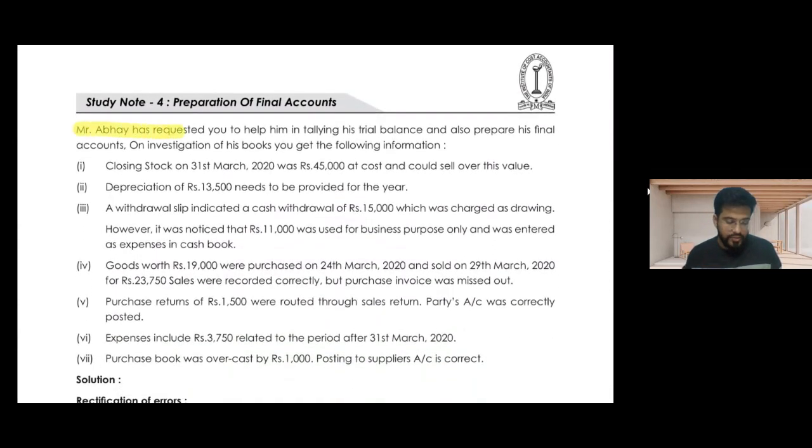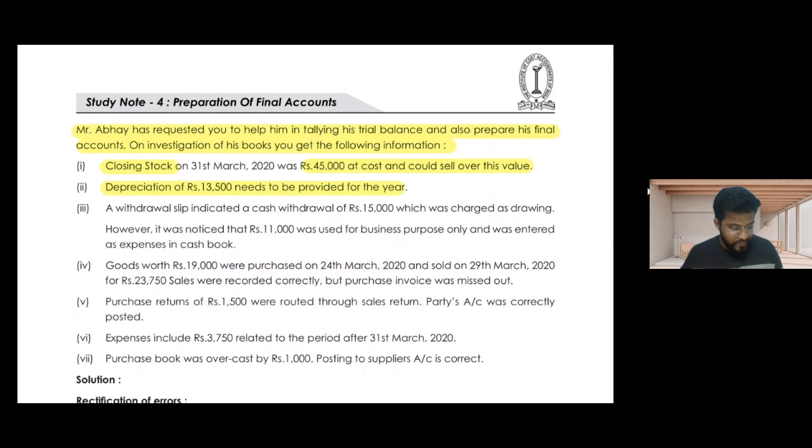On investigation of his books, you get the following information. So, what information we have got? Let's see. We have a closing stock of 45,000 and it could be sold over this value. So, obviously, we do not need to know the selling price, but we need to know the cost. So, we know the closing stock. Depreciation of 3,500 needs to be provided for the year. He has not provided yet.